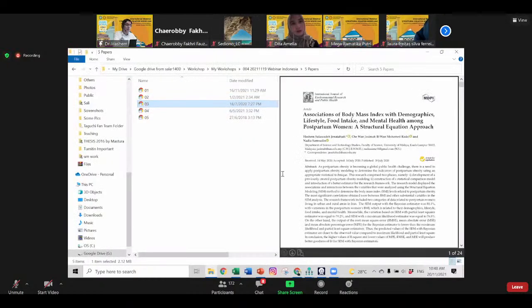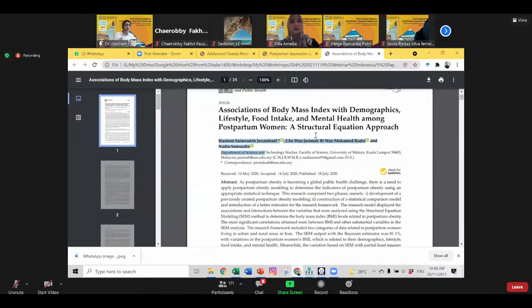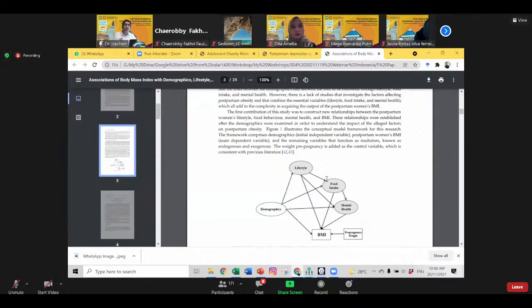This one also, right? You can see that this paper is published in the International Journal of Environmental Research and Public Health, also SCI. I have done it with my student and my colleague. I'm the supervisor and the student's co-supervisor. And then body mass index and demography, lifestyle, mental health, and postpartum women. Also a structural equation modeling approach. You can see it's all the same: design a new framework, how to deal with the research variables, and that's all. This is the way.